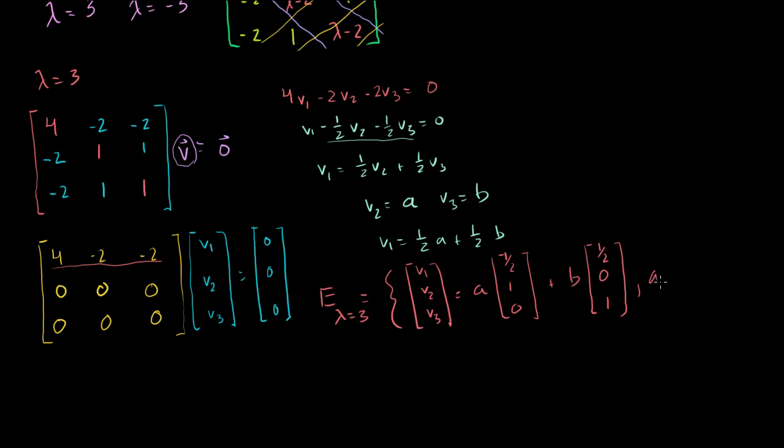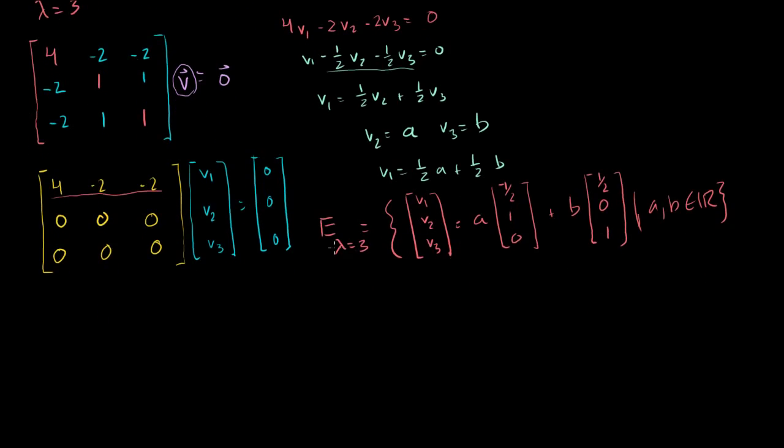For any a and b, such that a and b are members of the reals, just to be a little bit formal about it, any vector that satisfies this is an eigenvector, and they're the eigenvectors that correspond to the eigenvalue lambda is equal to 3. So if you apply the matrix transformation to any of these vectors, you're just going to scale them up by 3.